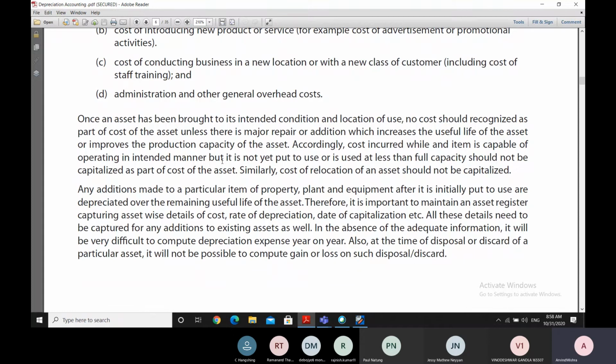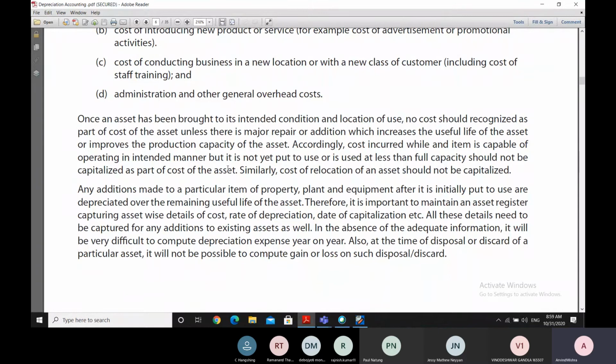we can say that a capital expenditure is being made, and therefore that cost should be depreciated over a period of time. Because we have seen that in case any expenditure is made for only 1 year duration, that would be treated as a revenue expenditure, and that could be debited straight away into the business expenses. But if there is a capital addition or a capital repair which increases the useful life or improves the production capacity of the asset, then that would be amortized or rather depreciated over a period of time.